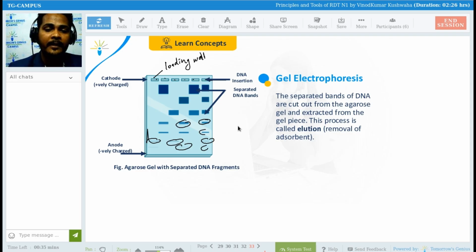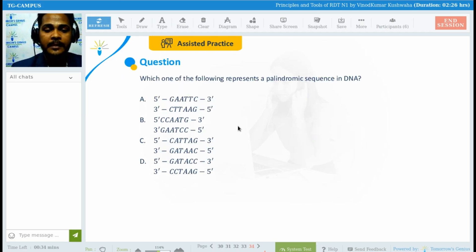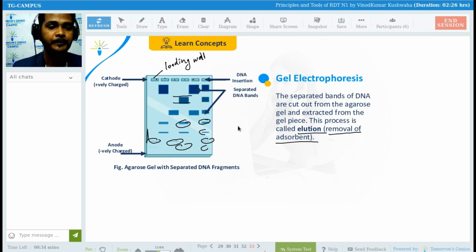The separated strands of DNA are then cut. Now this is the separate strand, and you have to cut it from the agarose gel and extract it from the gel piece. This process of extracting the DNA from the gel piece is called elution. Elution means removal of the adsorbent. So don't forget what elution is. Is this clear to all of you? Yes?